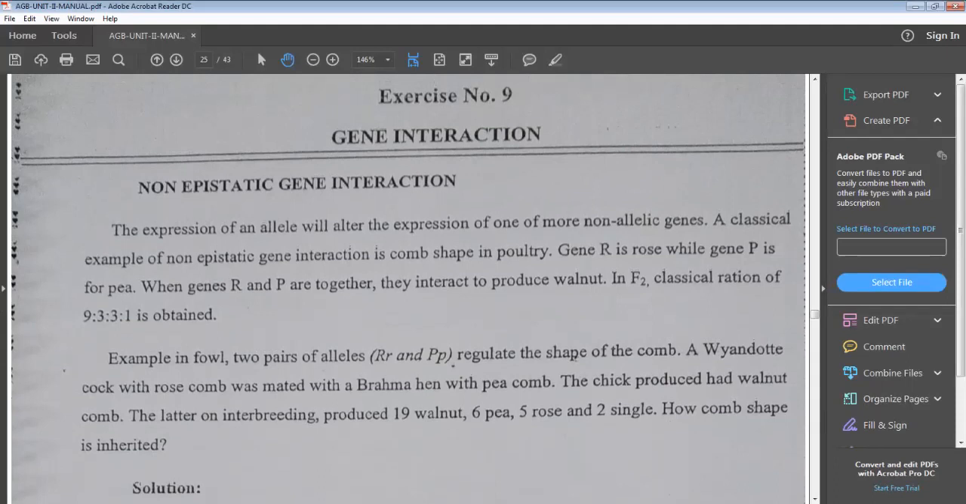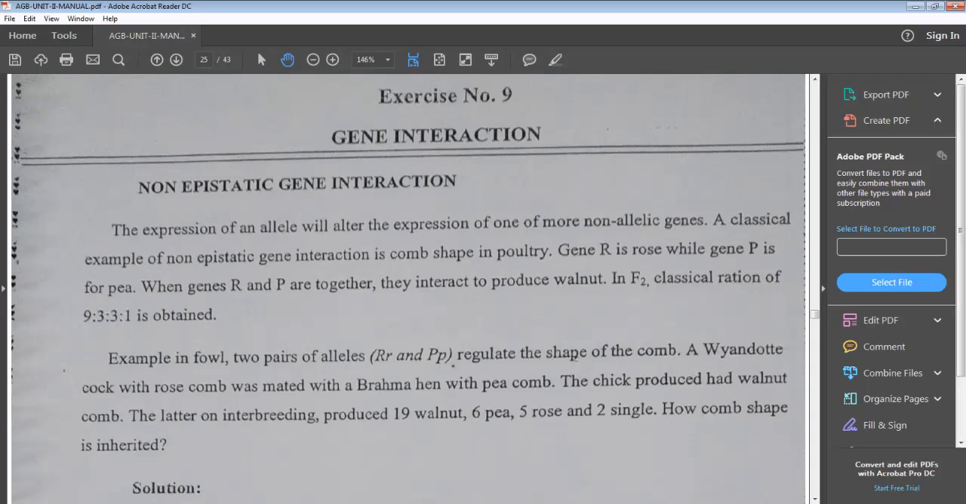In our last class, we had discussed topics like linkage, crossing over, gene and chromosomal mapping, and different numerical problems related to these topics. Today we will continue with the practicals and start practical number 9, that is gene interaction.